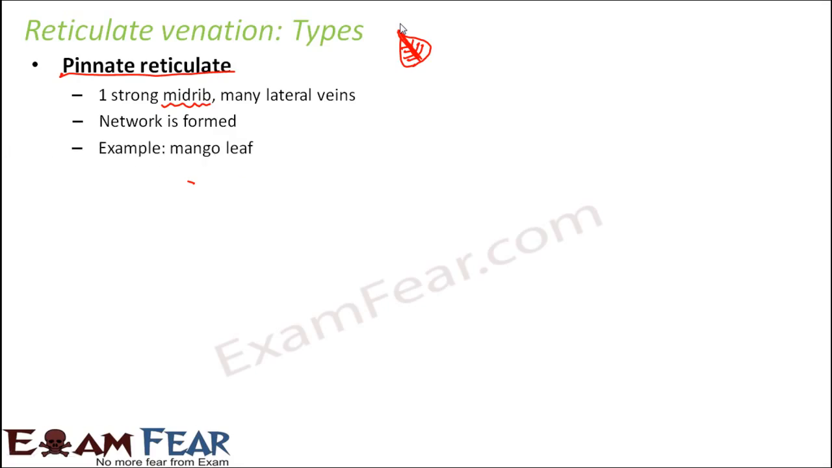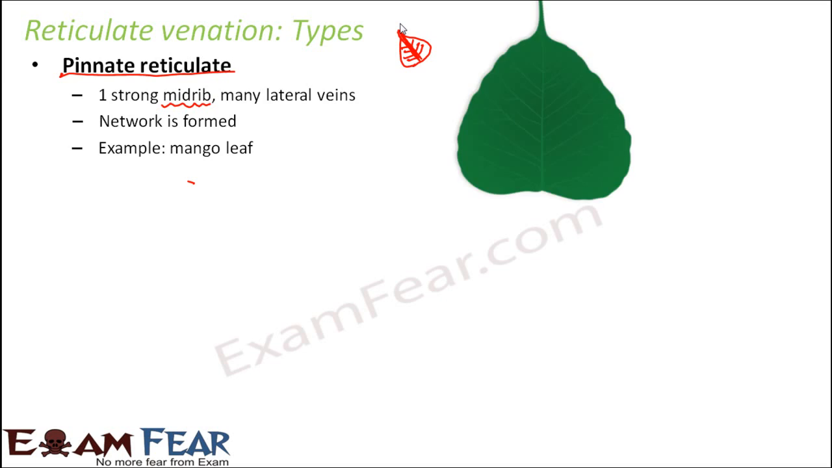An example of pinnate reticulate is a mango leaf. Here you can see the example of a mango leaf. You can prominently see this midrib. This is the midrib, and from this midrib, these are the lateral veins. The midrib and the lateral veins together form a network. So this is pinnate reticulate.